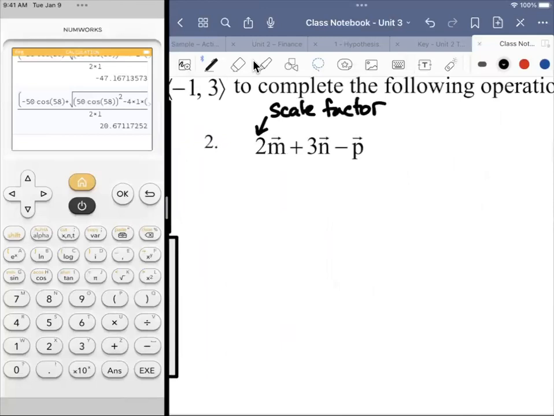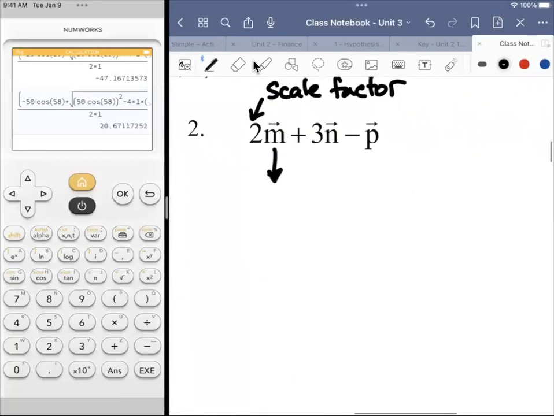So what we're doing is taking m, (5, -7), and scaling it up by a factor of 2. Again, it's what you think it is: just multiply each part by 2. So that becomes (10, -14).